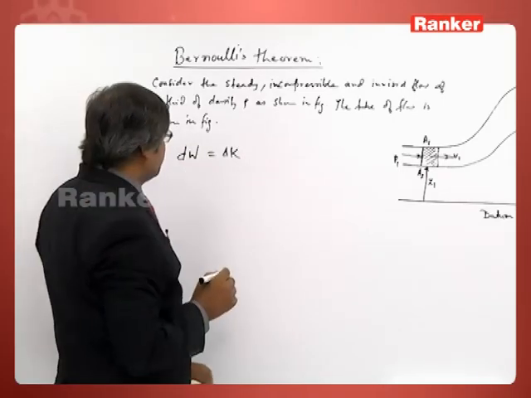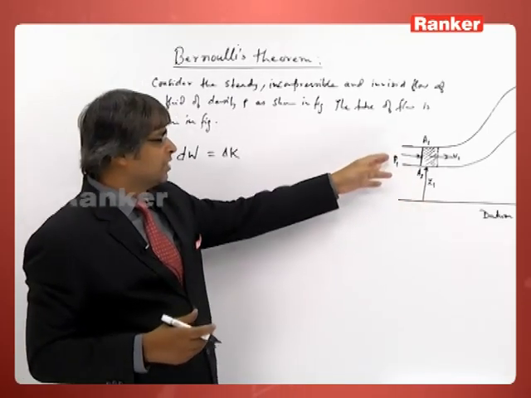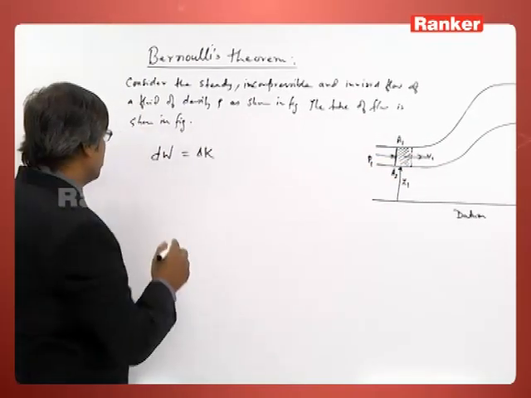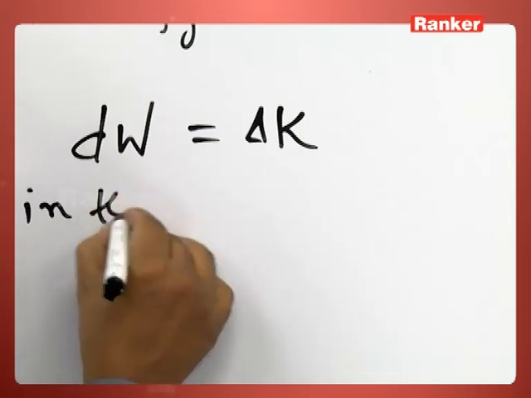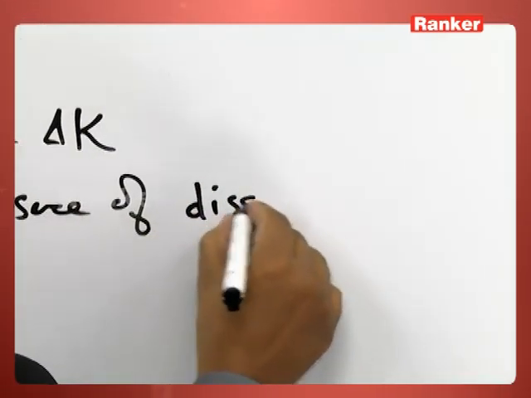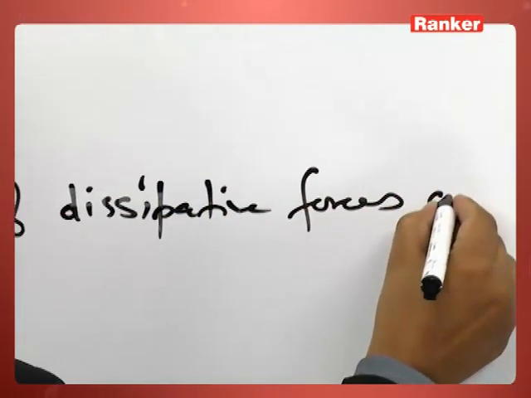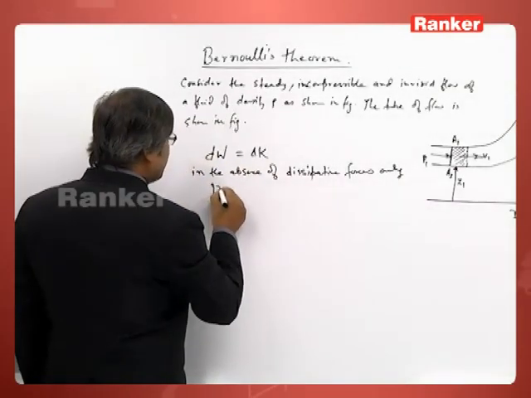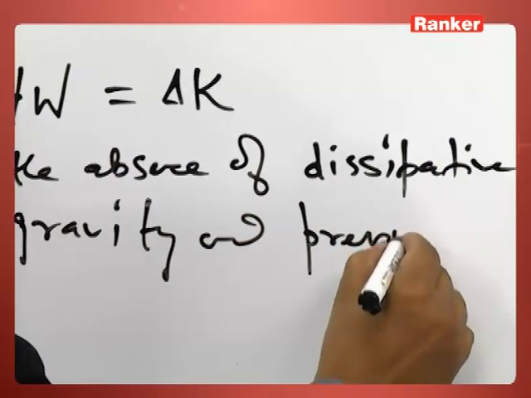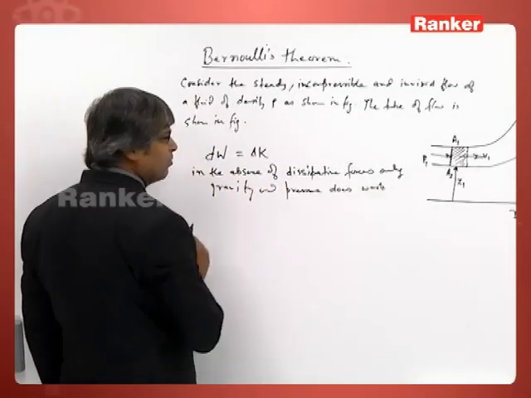Here, for the work done, there are different types of forces. Gravity is there, then pressure is there, and there may be some dissipative work done. So in the absence of dissipative forces, only gravity and pressure do work.